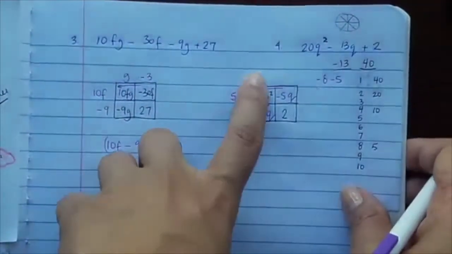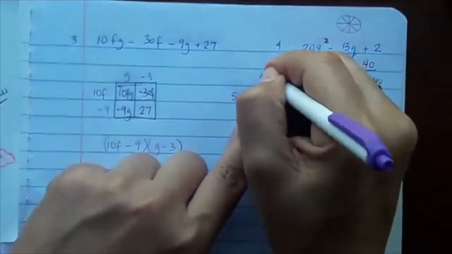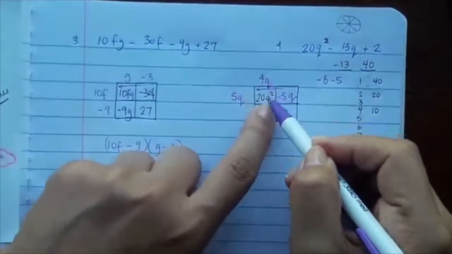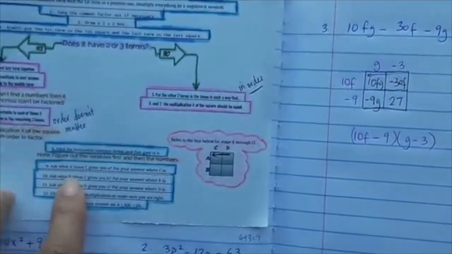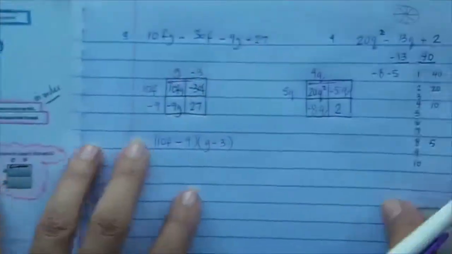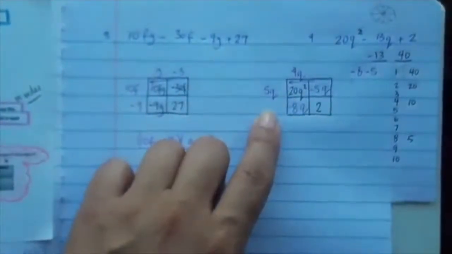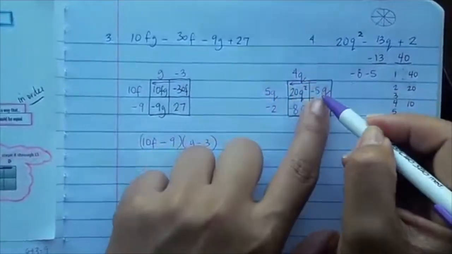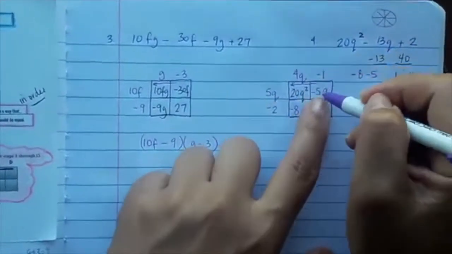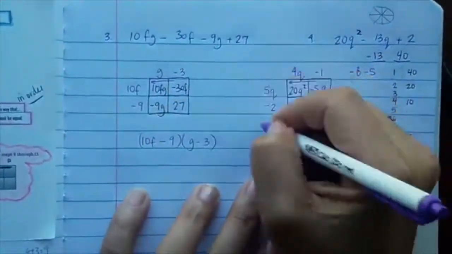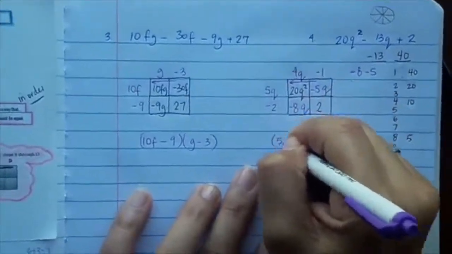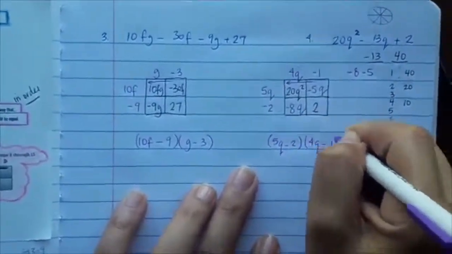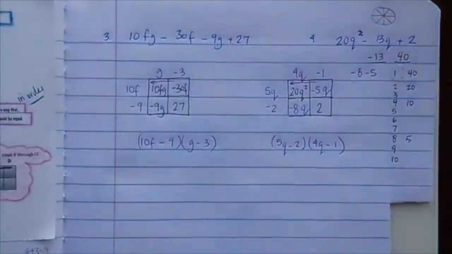And then 5Q times something is 20Q squared, so I'm missing a 4Q. This is a listening check. Shade in the box with 20Q squared where my finger is. Then blank times 4Q is negative 8Q, so it's negative 2. 5Q times something is negative 5Q, so that has to be negative 1. Use that to check the last box. Negative 2 times negative 1 is positive 2, so we are all good. So your answers are 5Q minus 2 and 4Q minus 1.